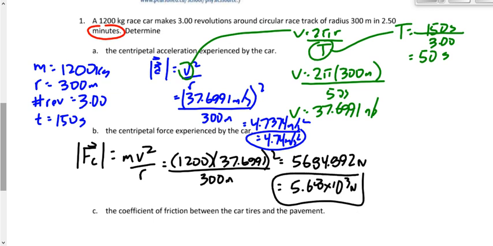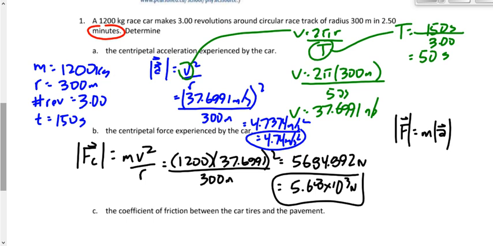Good. So Haley's answer is just as good as my answer. But what's the shortcut here, Ethan? Yeah? We could just say F is equal to m times a, right? If we said F is equal to m times a, we've already found the acceleration in question A, 4.7374. So 1,200 times the acceleration is going to give us that centripetal force. Does that make sense? Either one is fine.